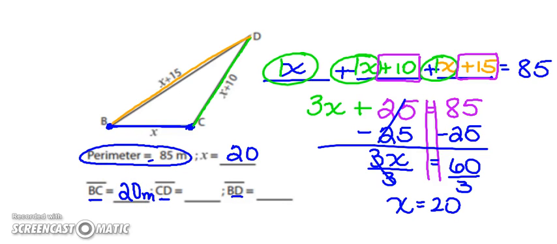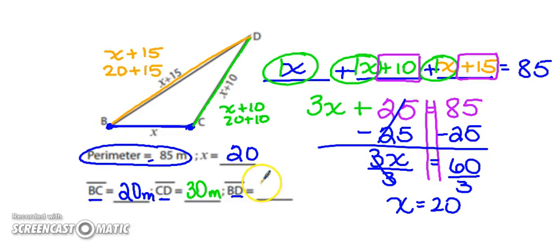Side C, which is that green side, is x plus 10. Well, x is 20, and 20 plus 10 is 30 meters. Then lastly, our orange side, which is the third side, is x plus 15. Again, x is still 20, and 20 plus 15 is 35 meters.